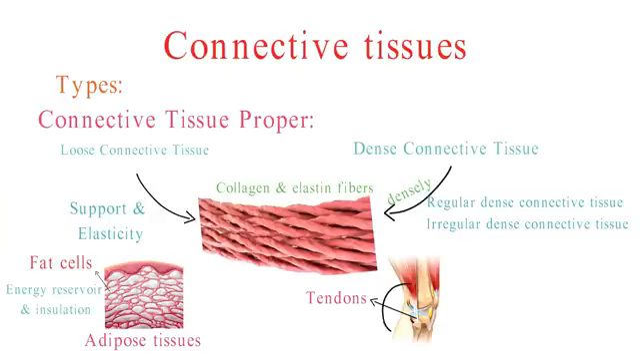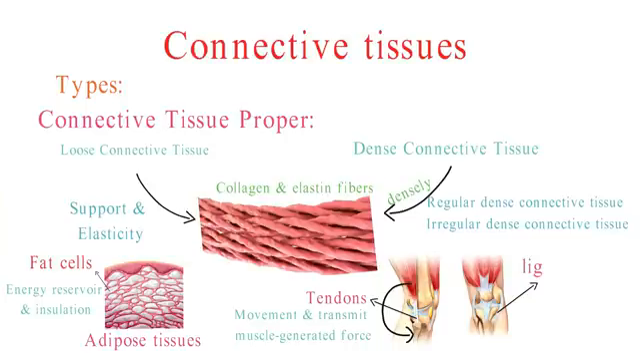Tendons, which connect muscles to bones, allow movement and transmit muscle-generated force. And ligaments, which connect bones to other bones, stabilize joints and prevent excessive movement. Both fall under this category.